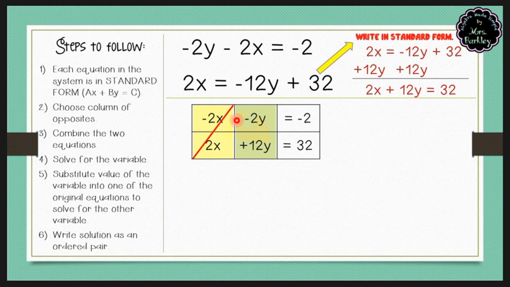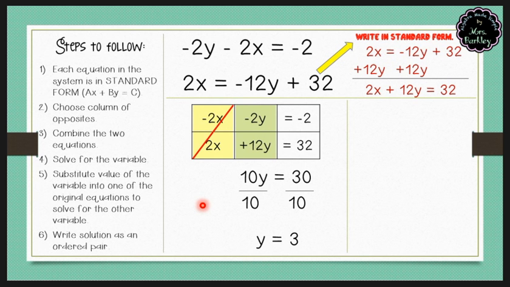Negative 2y plus 12y would be positive 10y, and negative 2 plus 32 would give us a positive 30. Remember, we're just combining these. So we would have negative 2 plus 32. Then we would divide both sides by 10. And our y value is 3.